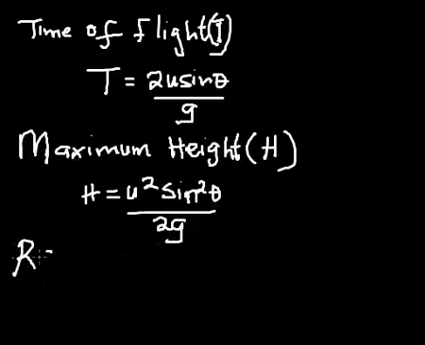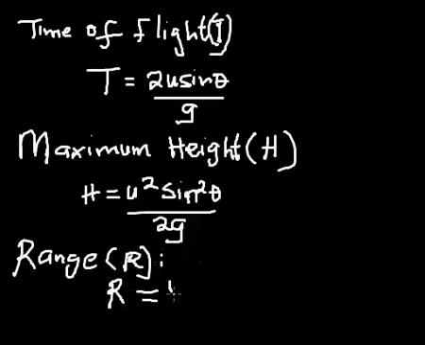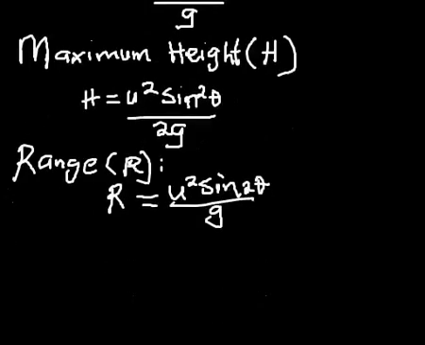Then the range, which we know is R is equal to u squared sine 2 theta all over g. Let's look at an example.